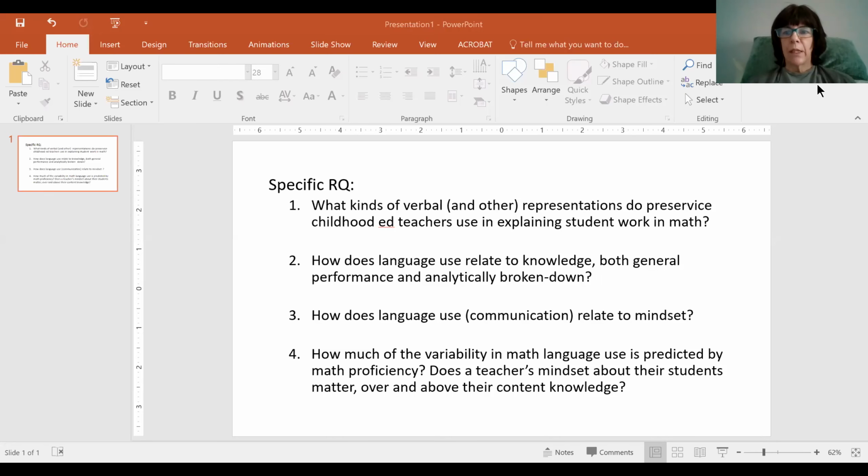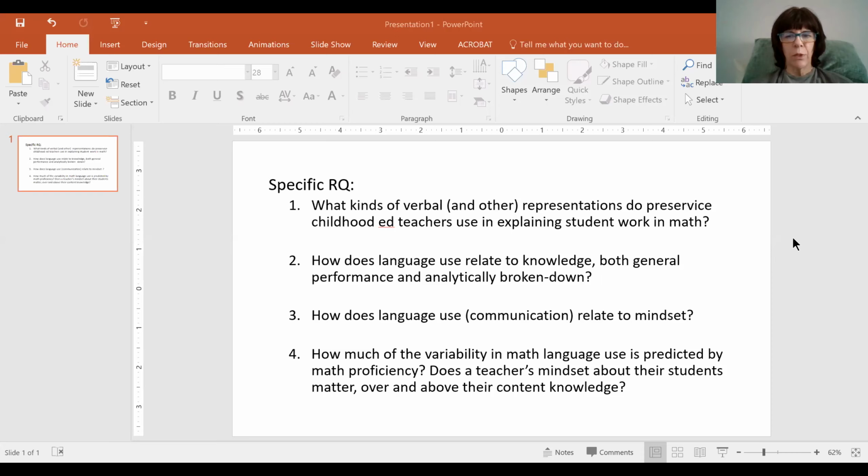So to get right into it, I'm presenting some data that includes a number of variables, including the word usage of pre-service teachers in explaining student work in mathematics. These are in childhood education. Their word usage, various measures of their knowledge.